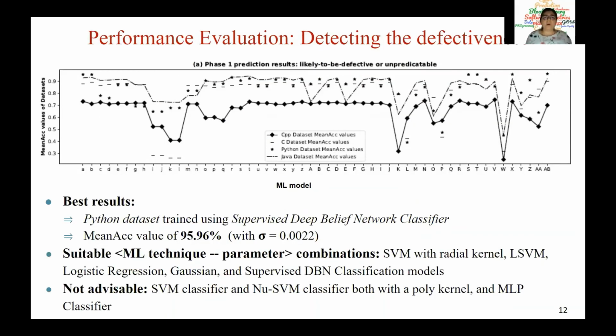Now let's discuss some of the striking results or some of the major observations. We obtained the best performance by training a supervised deep belief network classifier on the Python dataset, and the best accuracy was 95.96%. We considered 2 accuracy measures. The first one was the F1 score and the other one the ROC area measure. So we take the average of both. One of the favorable ML technique parameter combinations was SVM with radial kernel and so on. The non-advisable ones were like the SVM classifier with polykernel, etc., because we achieved very low accuracy scores for these.